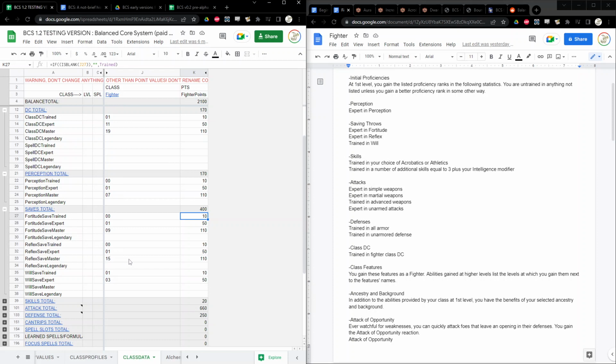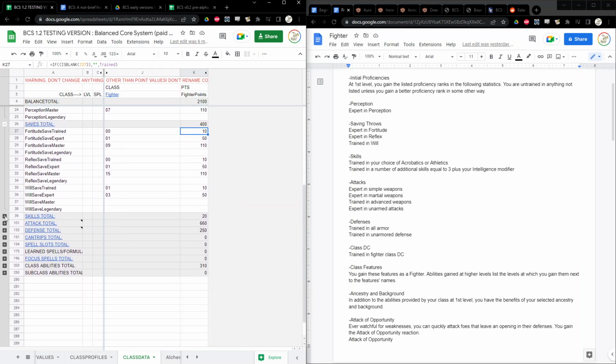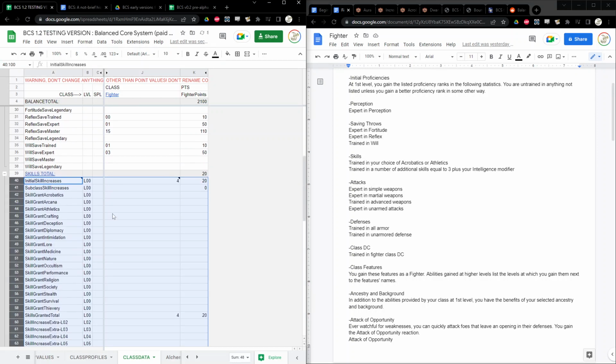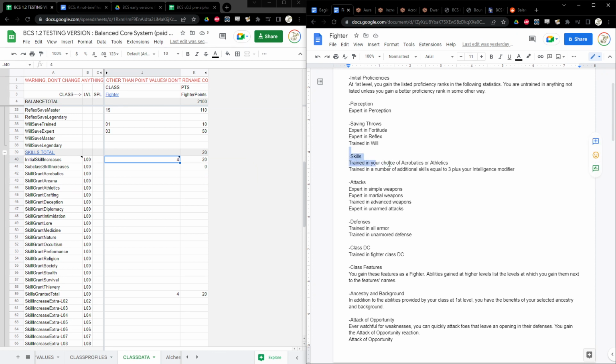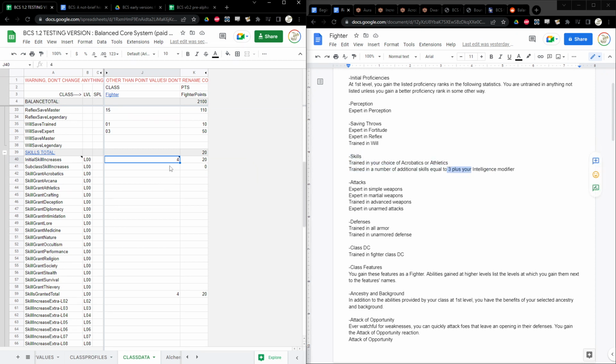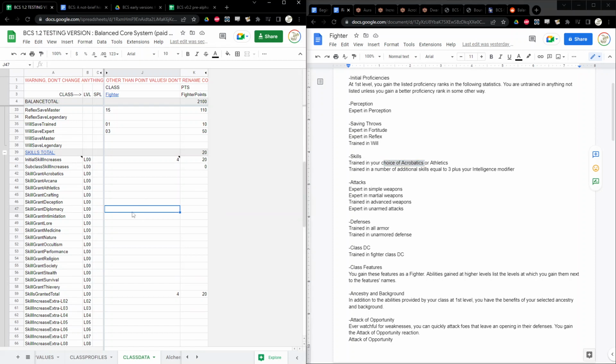Alright, so we talked about save proficiencies and the values that we got. Let's go to skills next. So skills, the fighter gets 3 plus int, and normally I would put 3 here. And if classes get acrobatics, then I would usually put acrobatics here. Or if a class gets training here for, you know, diplomacy, then I would just put diplomacy.